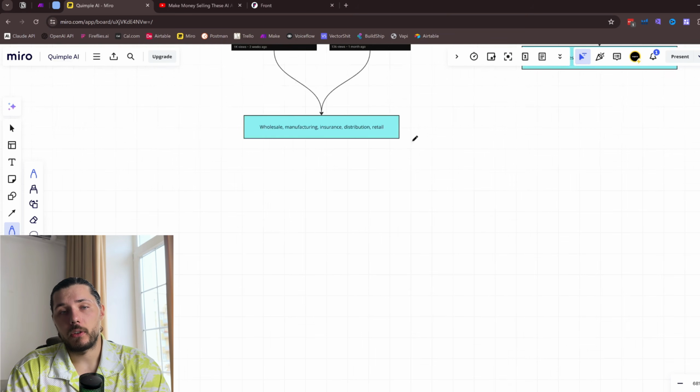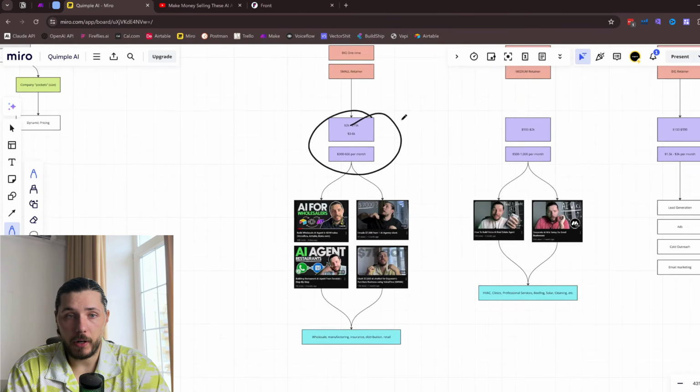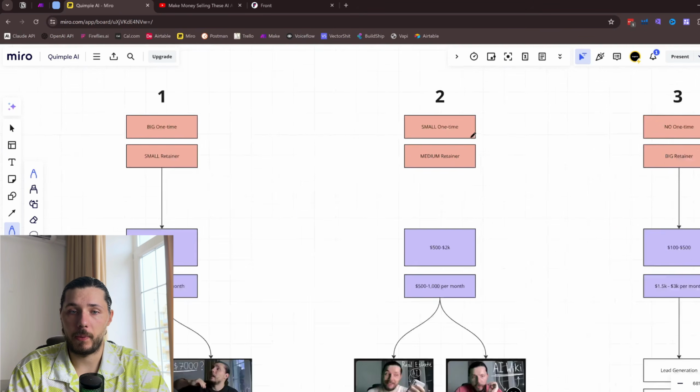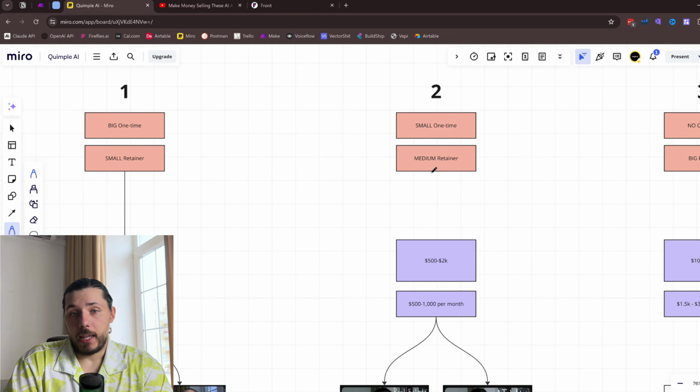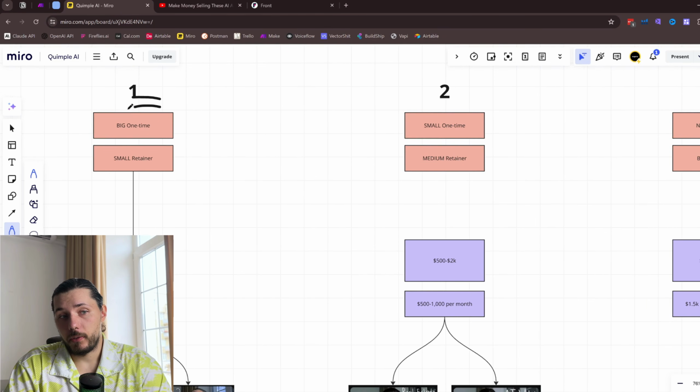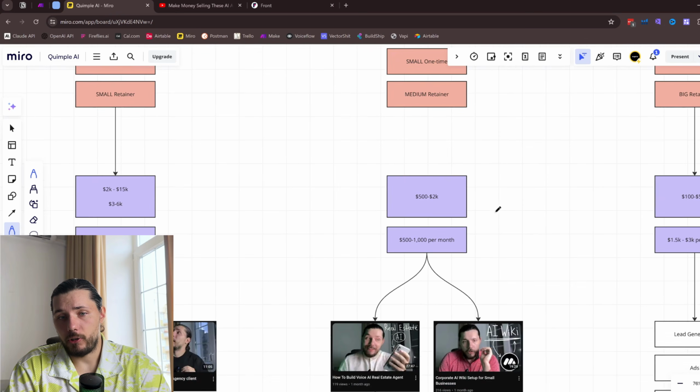Okay, so this is the first and main price tier for us and for my agency. We have a small one-time payment and a medium retainer. Again, this is an alternative to this, and I did charge a few clients.